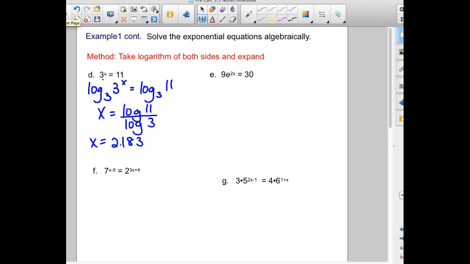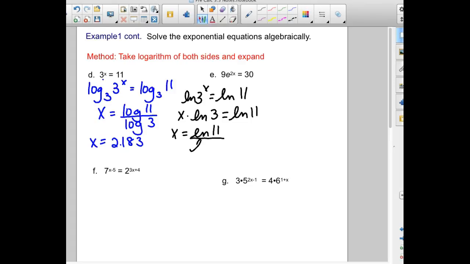Now, we could have used a natural log as well, so I'm going to squeeze that one in here. If we take the natural log of both sides, then we would think of that expanding idea of when you have a power, you can multiply it out to the front. And then we can just divide the natural log over. So we're ending up with the same idea of the log of 11 divided by the log of 3. It's going to give you the same decimal that we had here. It's just a different base.